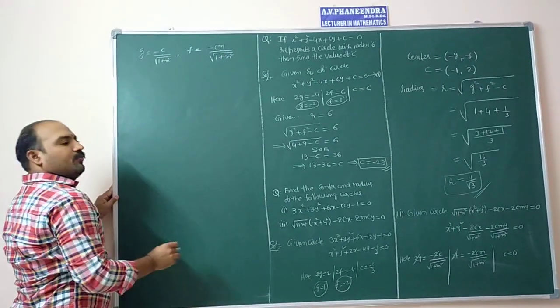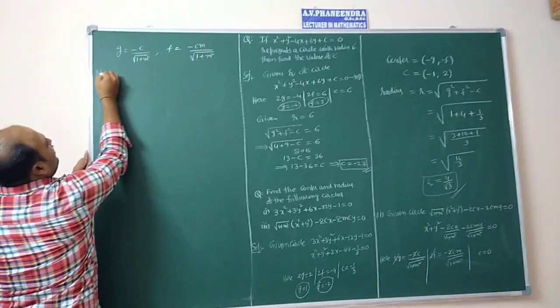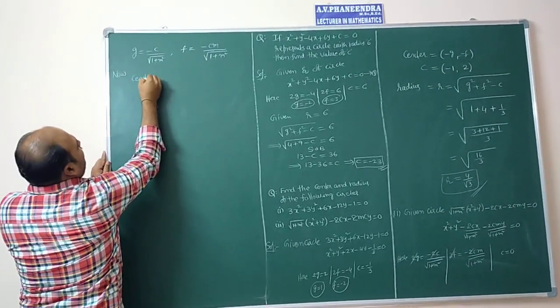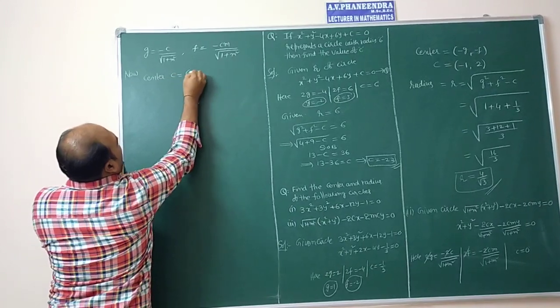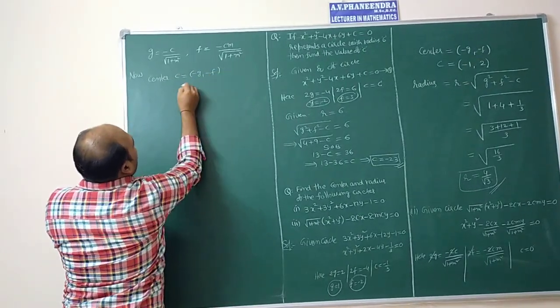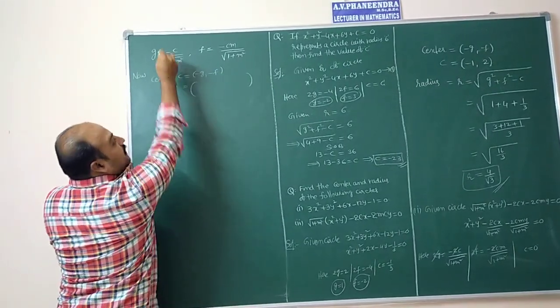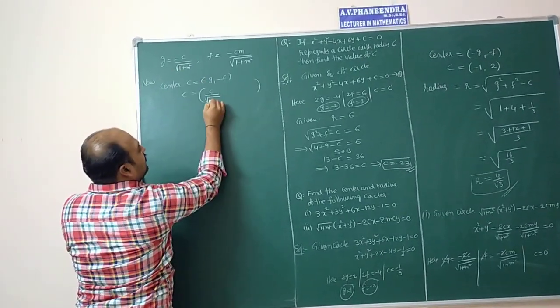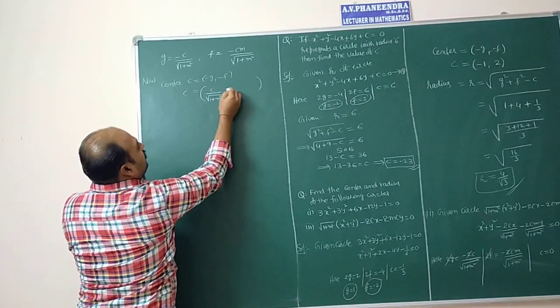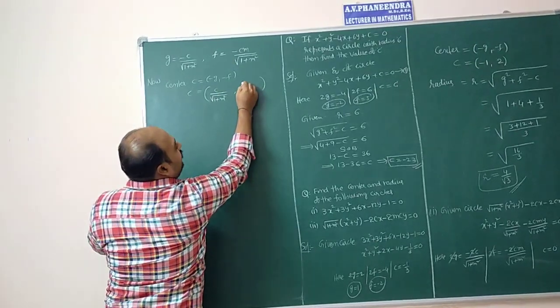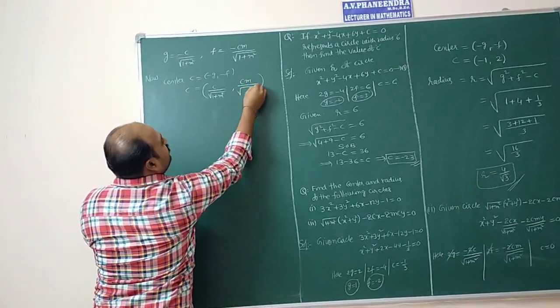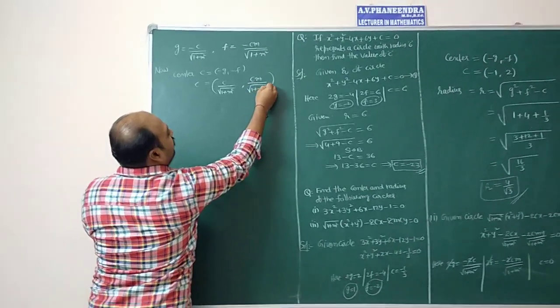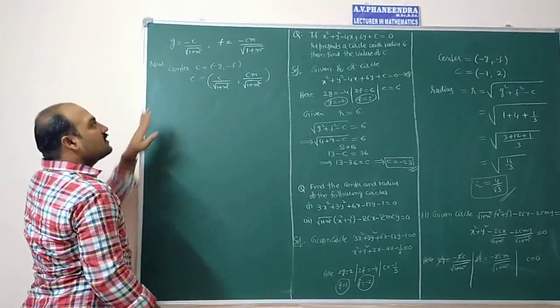The c value is 0. Now the center of the circle is (−g, −f). So we can write it as −(−c/√(1 + m²)), comma, −f: −(−cm) = +cm divided by √(1 + m²). This is the center of the circle.